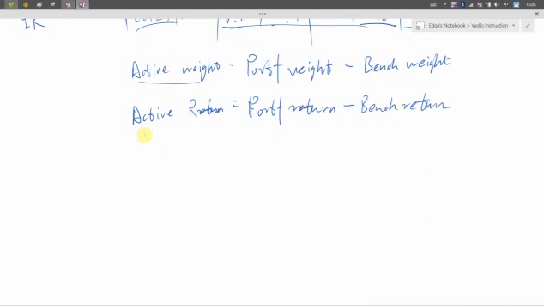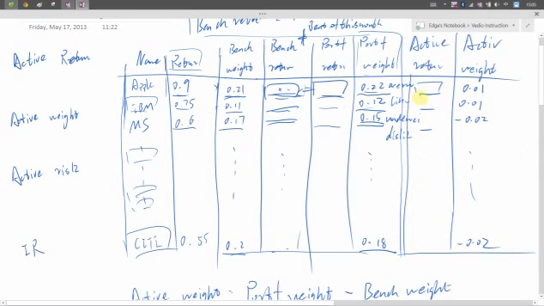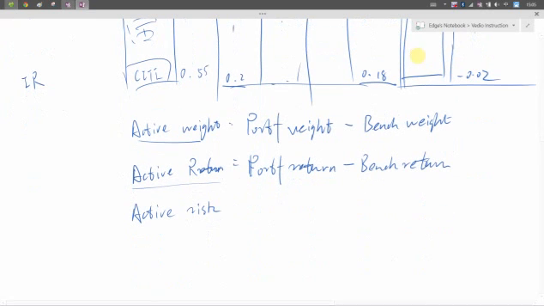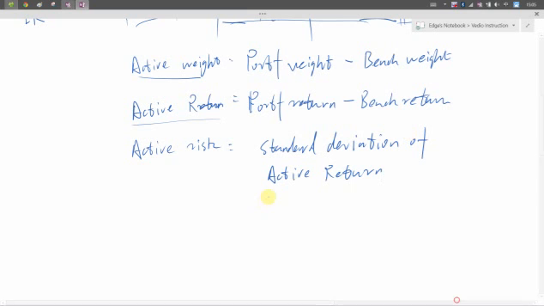After we know our active return, we can know our active risk. Active risk is just, once we have our active return, we find the standard deviation of our active return. If you use Excel, just use the standard deviation function on the active return, just like that. Very simple.